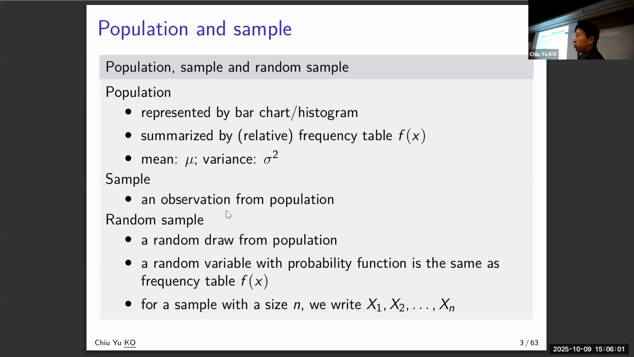And a sample is just to draw a guy from there. You can draw more than one, okay? Some observation from there. And here, very important, the key is what we call random sample, which means that I close my eye, I pick up a guy, right? It can be guy number 1, or woman number 2, or dog number 3, or tortoise number 4, right? It can be anything, but you have to close your eye to draw.